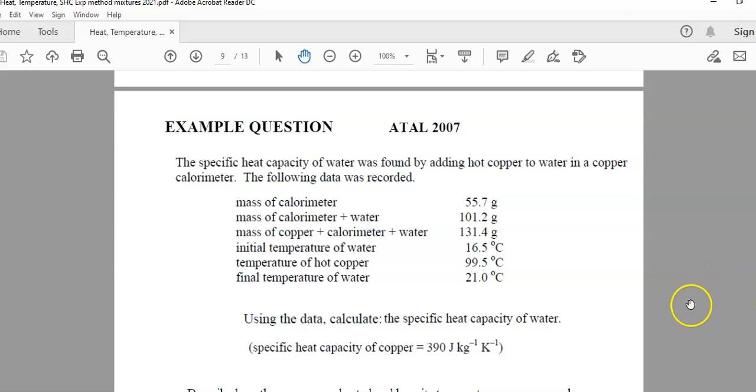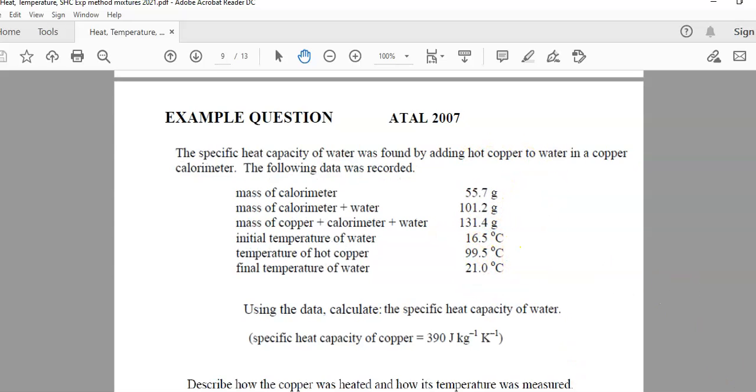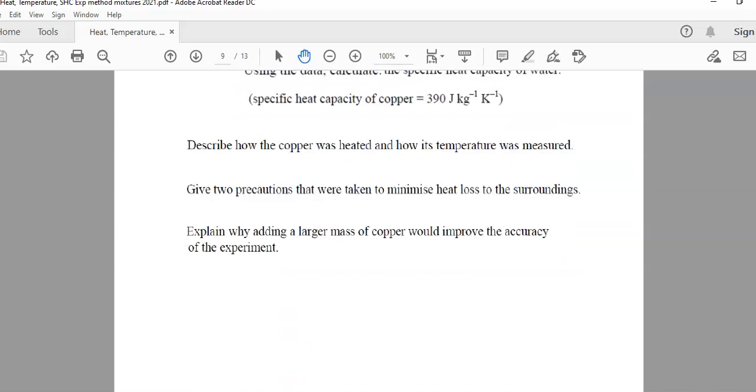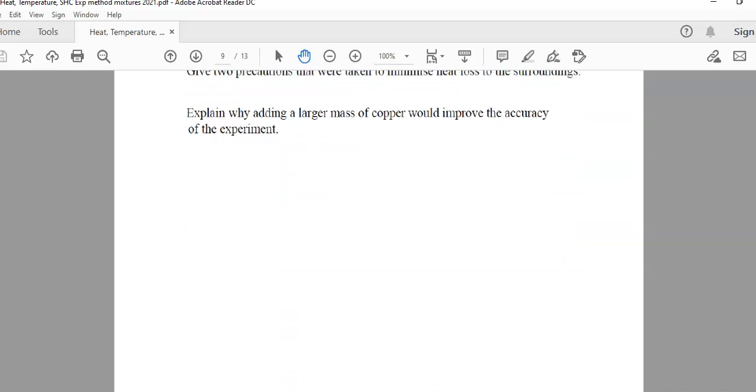And we're given the specific heat capacity of copper and we're looking for the specific heat capacity of water. I like to do all this kind of working out first. And I'll just show you what I've done here, starting off when I've done the rest of the question, but we'll do the maths part first. We'll stick to the maths part first.